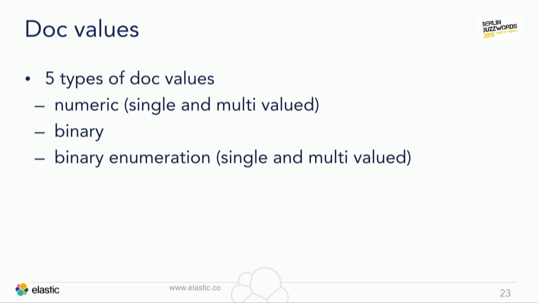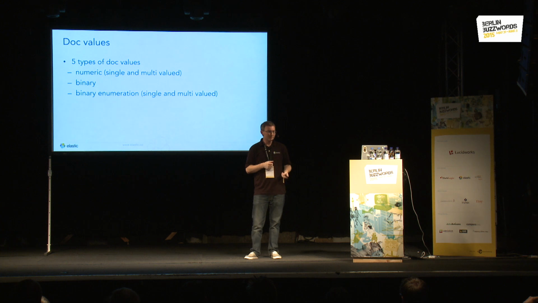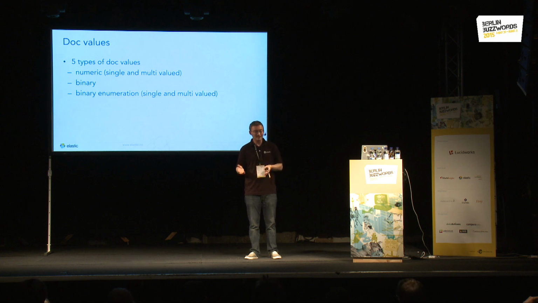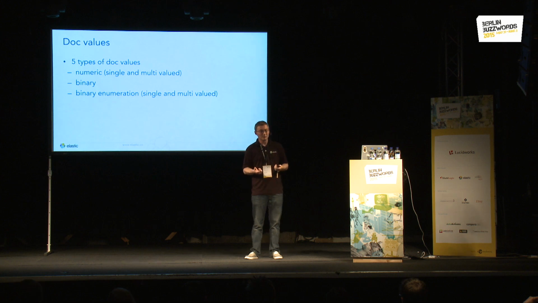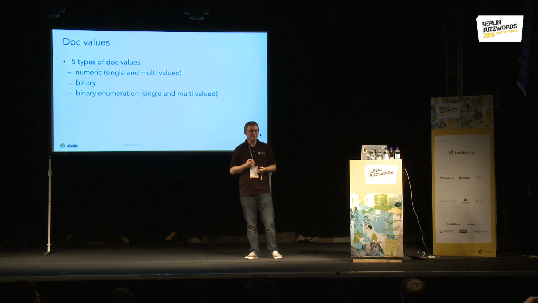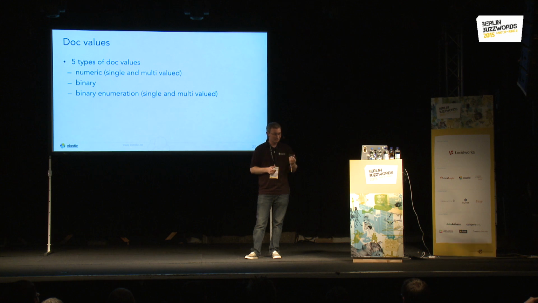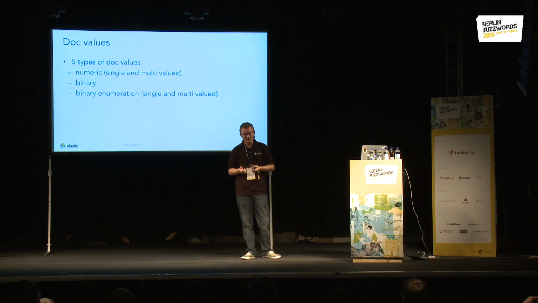So doc values, there are a couple different types of doc values. We start with numerics. We have support for both single and multi-valued. Then binary, and then binary enumeration. So binary enumeration is more like the ordinals, so we have a fixed number of values that we're going to see, and we're going to refer to them by this ordinal, this unique ID for that value. Notice that binary doesn't have multi-valued. That's because if you want multi-valued support for binary, you could encode whatever you want into binary, right? It's just a bunch of binary.